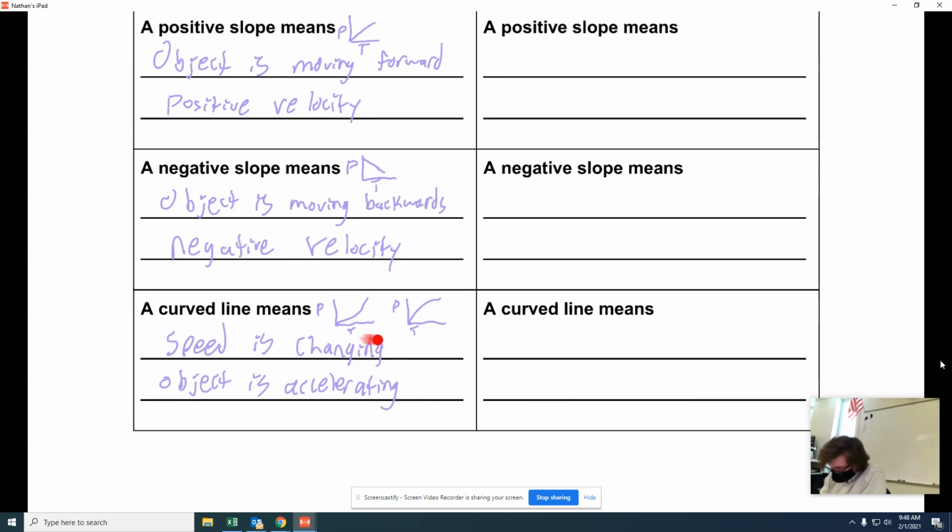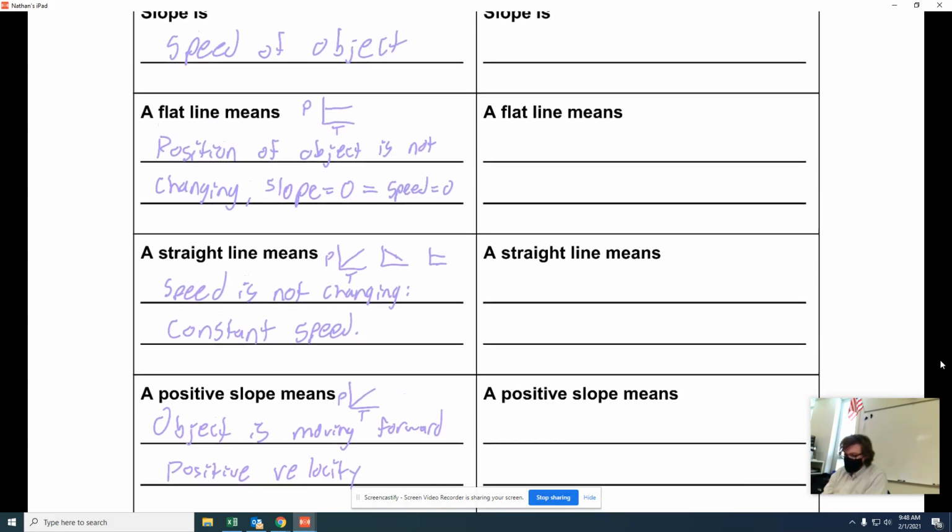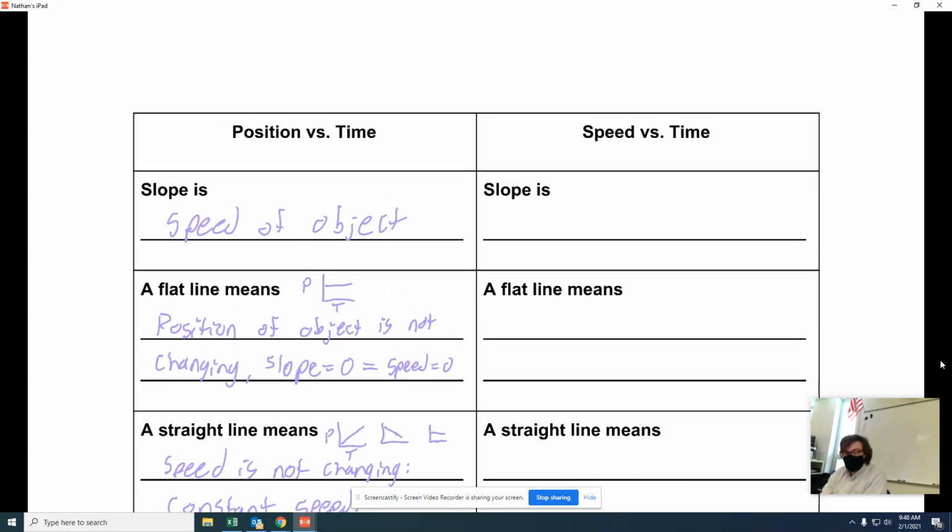This graph on the left, since our graph is getting steeper over time, that means that we have positive acceleration. On the other hand, this graph on the right, our line is getting shallower over time, so that means that it's getting less steep or the speed is decreasing. So this is everything on our position versus time graph.